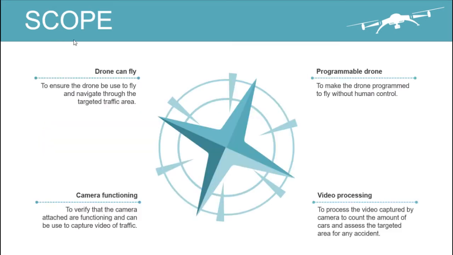The scope of this project has four parts, but it is divided into two phases, which are IDP 1 and IDP 2. For IDP 1, my friend and I have to make sure that the drone can fly and the camera attached to the drone is functioning. This is to make sure that the drone can navigate through the targeted traffic area and the camera attached to the drone can capture video of the traffic.